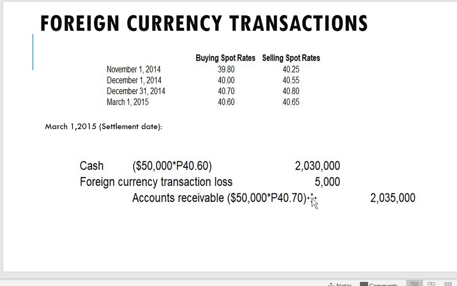Okay? Or there's actually a difference between what we received, which is 50,000 times 40.6, that's 2,030,000, versus our accounts receivable balance of 2,035,000 as of December 31, 2014. Okay? That's it. So, again, we have a loss of 5,000. Okay?